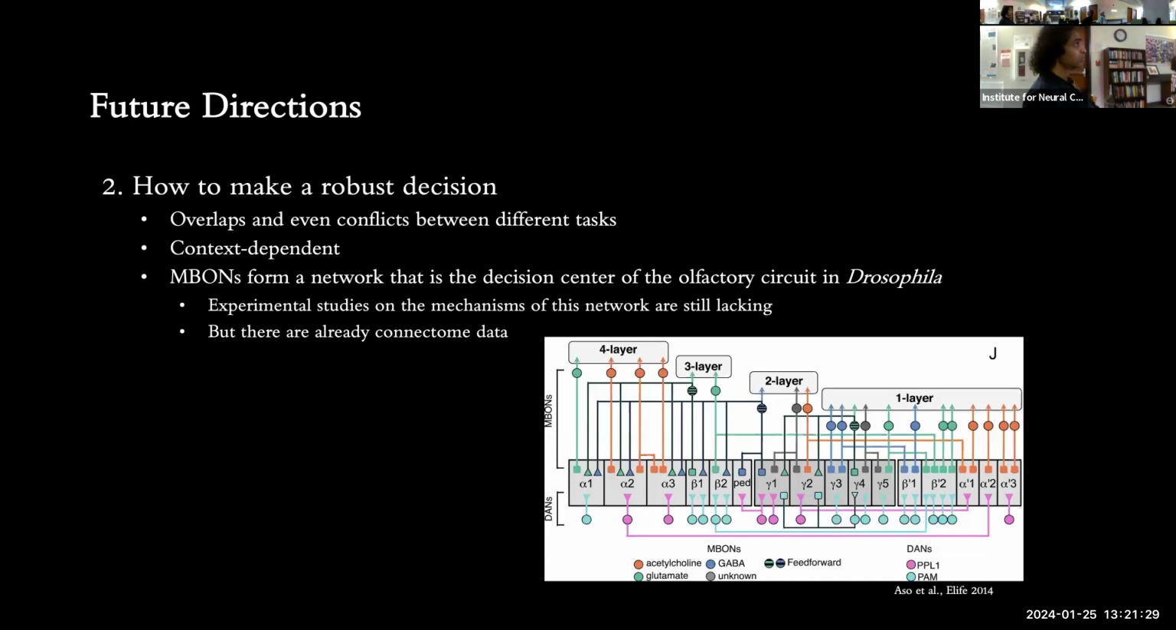However, experimental studies on these mechanisms are still lacking, but they're emerging, and we're starting to know the connectome and the connectivity between those neuron networks. So another of my future directions is to look at this network and see how we can make a robust decision depending on the different contexts.